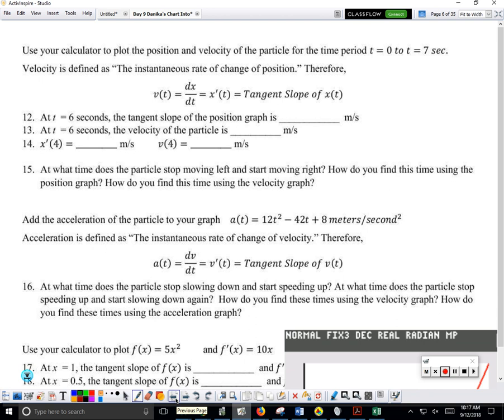All because of the fact that that's what velocity and acceleration mean. So right here on your other sheet, velocity is the instantaneous rate of change of position, or the tangent slope of position, and that's what derivative means. Perfect. And then the same thing between velocity and acceleration. Acceleration is the instantaneous rate of change of velocity.